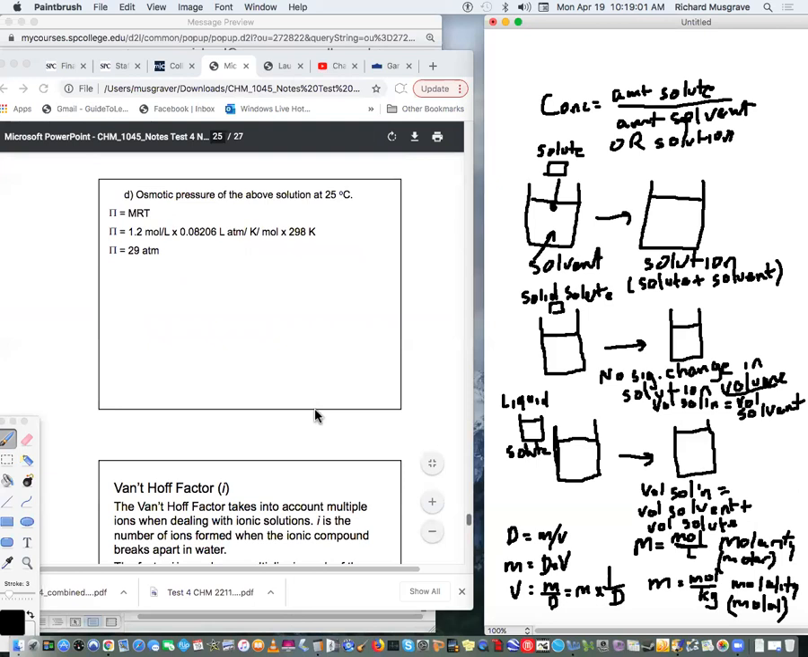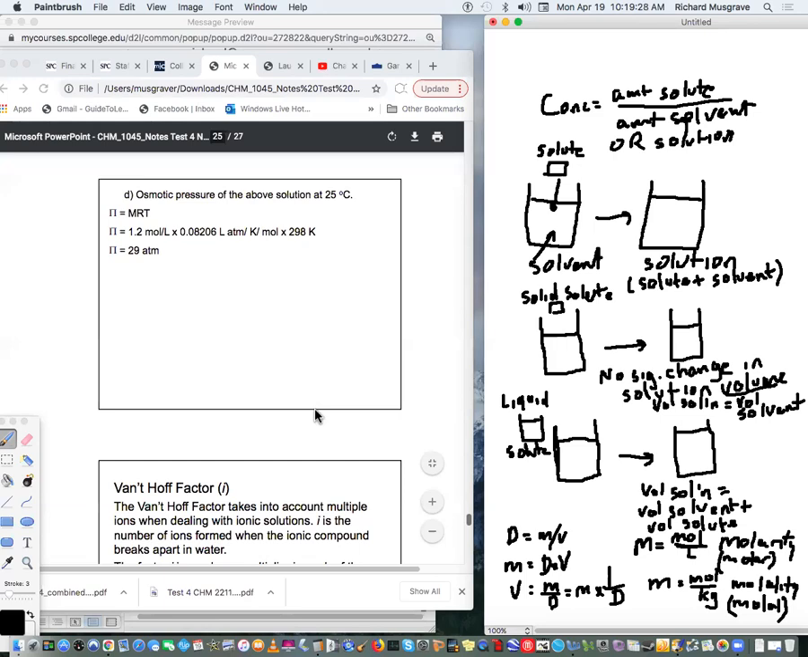The last one is osmotic pressure, and osmotic pressure has the formula big pi, that's the osmotic pressure, equals MRT. Now, M is going to be the molarity. R is going to be the real gas constant, which is also going to be given to you. You don't have to memorize that. 0.08206 liters atmospheres per mole per Kelvin. And then we've got the temperature. The temperature is in Kelvin, and you can see it's 25 plus 273.